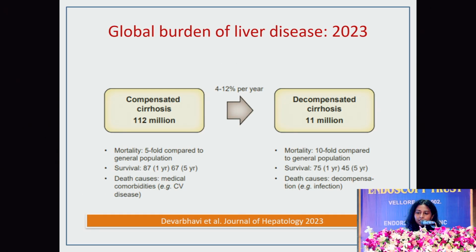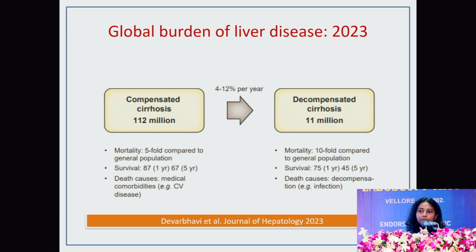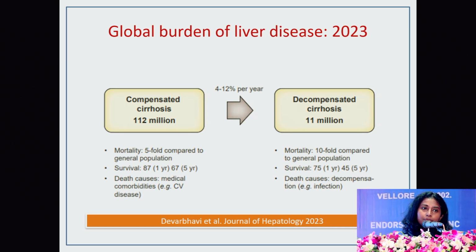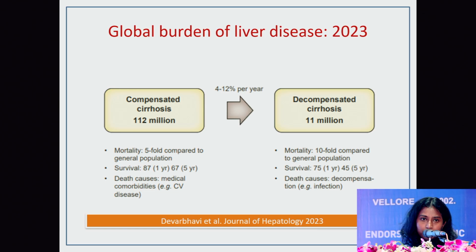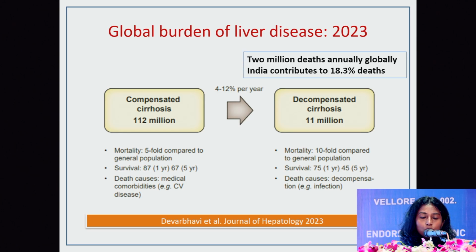Now this is just highlighting the burden of liver disease globally. There are 112 million people living with compensated cirrhosis, with 10% per year decompensating. By decompensation we mean patients who go on to develop ascites, GI bleed, encephalopathy or jaundice. The median survival in compensated cirrhosis is 12 years, whereas the median survival in decompensated cirrhosis is 2 years.